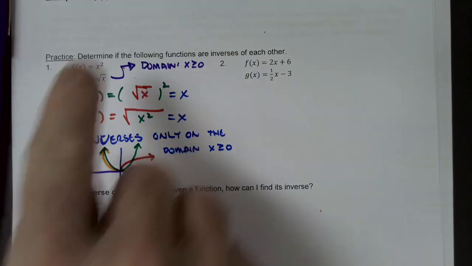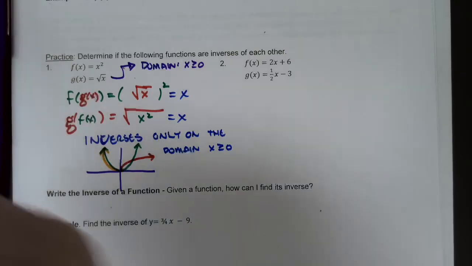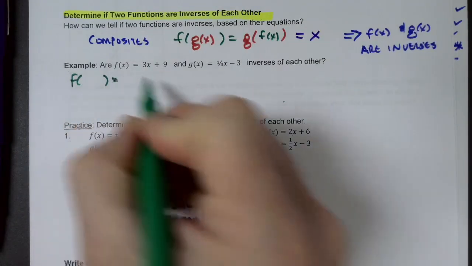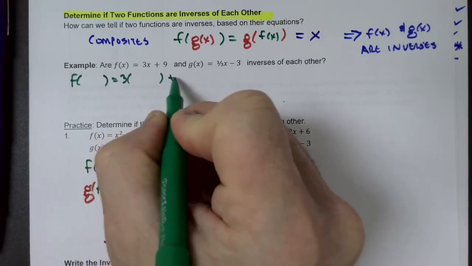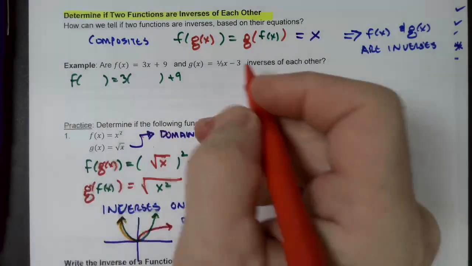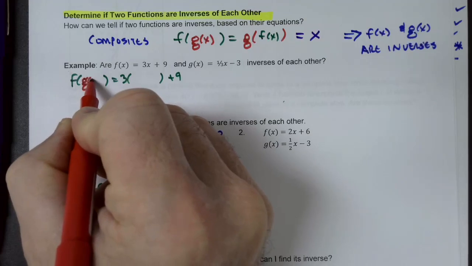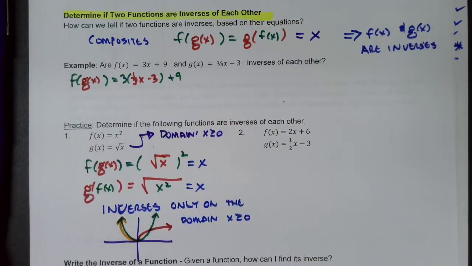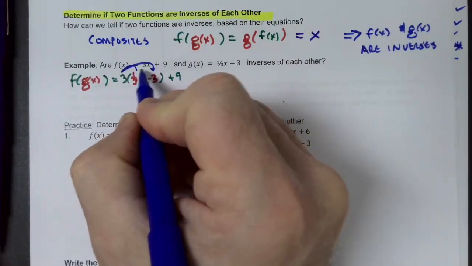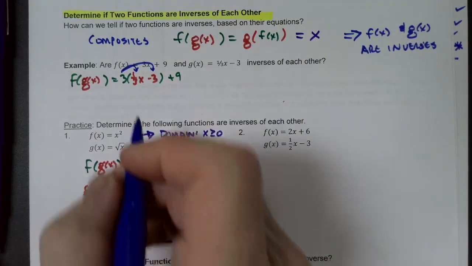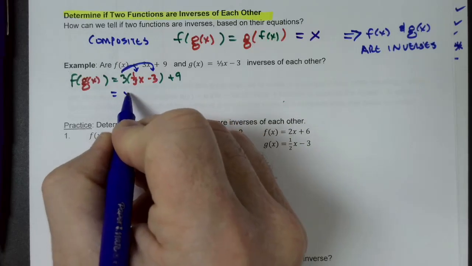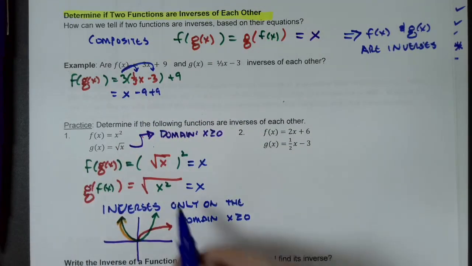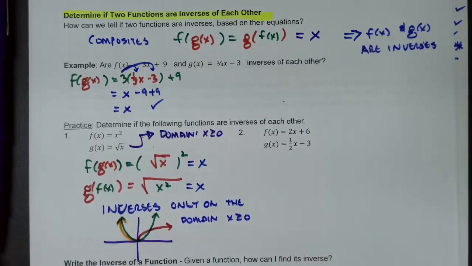Okay? So let's go back up to this example and do a quick little practice on this one. f of x being our outside function, that means everywhere we see x, we're going to substitute in the g of x function, which is 1/3 x minus 3. We can distribute the 3 to each term in the g of x function. That's 1/3 times 3, which is 1, times x is x. 3 times -3 is -9. And of course that -9 plus 9 gives us 0, and we get x here.